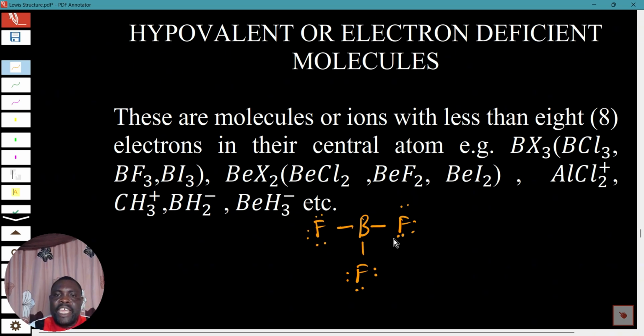Now, you can see that each of the fluorine has 8 electrons, making a total of 24 electrons, which is available. Now, we cannot convert any of these lone pairs to a bond pair because fluorine cannot form more than a single bond, because the oxidation state of fluorine is -1, implying only single bond. So you can see that the boron has 6 electrons, which is less than 8 electrons. Any species in which the central atom has less than 8 electrons, we call it electron deficient.